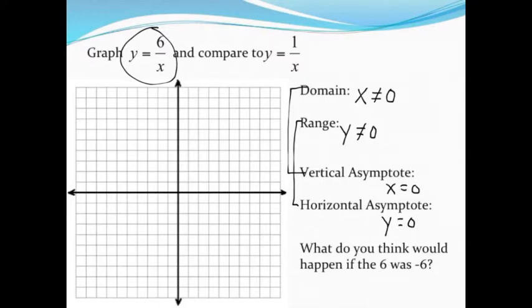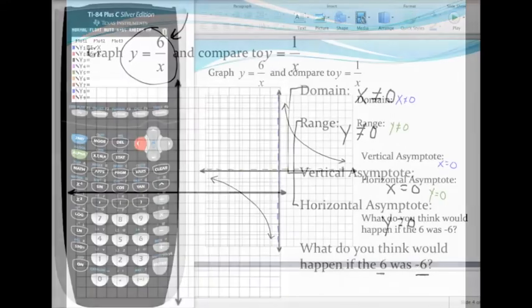What I want to see then using my calculator is what happens when that a value becomes bigger. When that a value is a 6, what happens to the graph? And then also this question down here, what's going to happen if we have a negative 6 instead of a positive 6? And so you may want to make a couple of predictions, but let's go ahead and switch over to the calculator and actually see what happens to the graph.